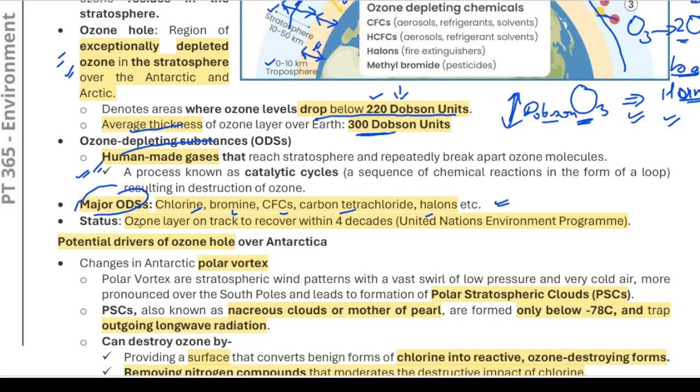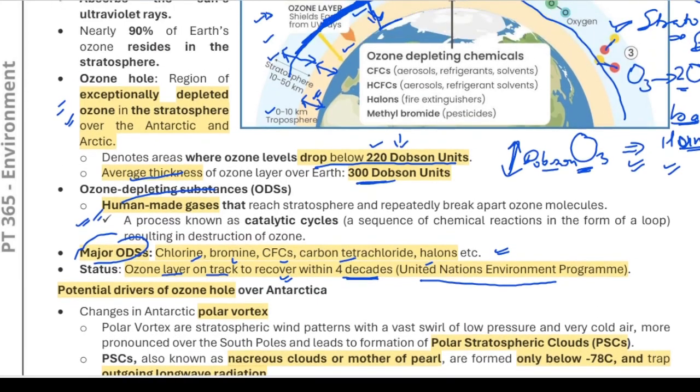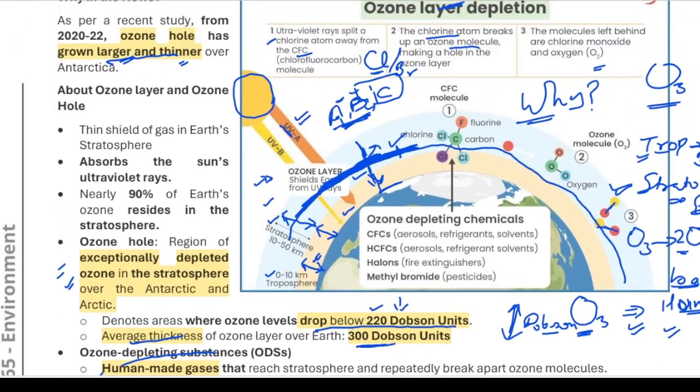And then the state of the ozone layer was on track. We have to discuss this development that came nearly 1 year back, when UNEP said that the ozone layer is on track to recover. It is recovering, and why it is recovering we will discuss later, but it was on track. But now the recent news is that it is growing larger and thinner. That means we are going backwards. What should be done in this regard? We are backtracking on our achievements.